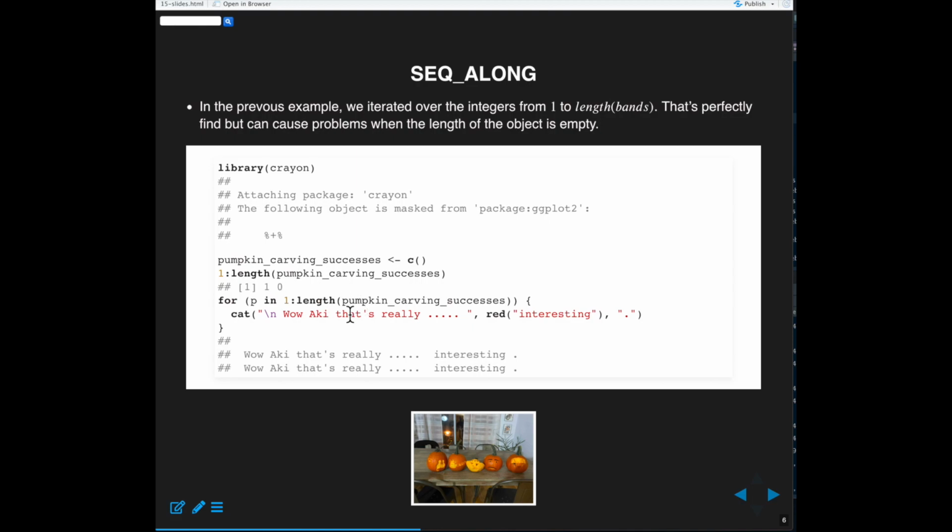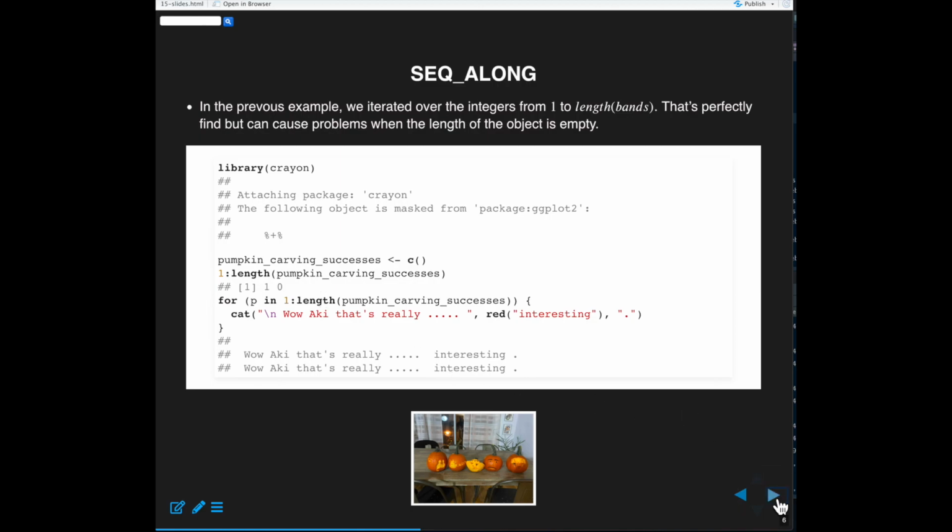The thing is that you can count down, so R tries its best to understand that. It says, oh, you're counting down from 1 to 0. That's not what we wanted. We wanted to basically say, if there are any successful examples of Aki successfully carving a pumpkin, then we'll go through the for loop. But since there are none, we don't want it.